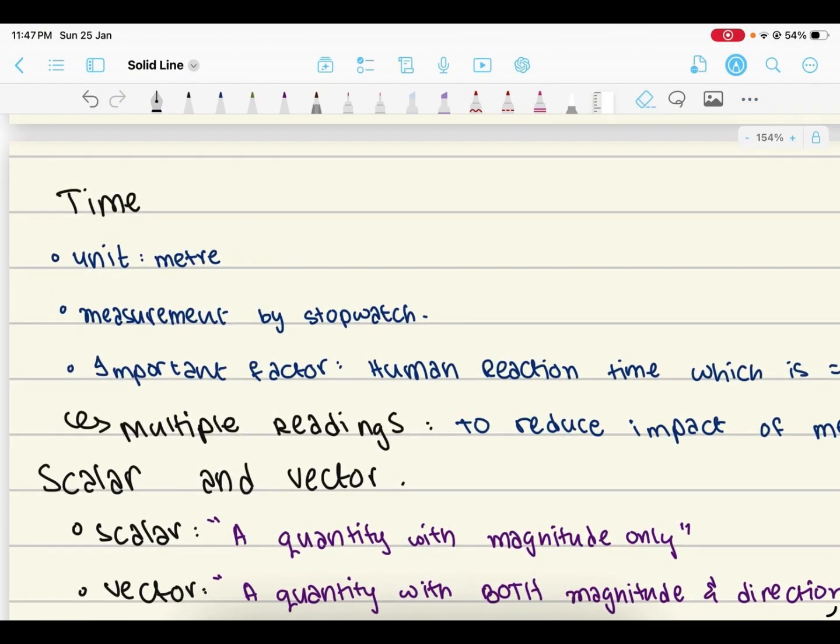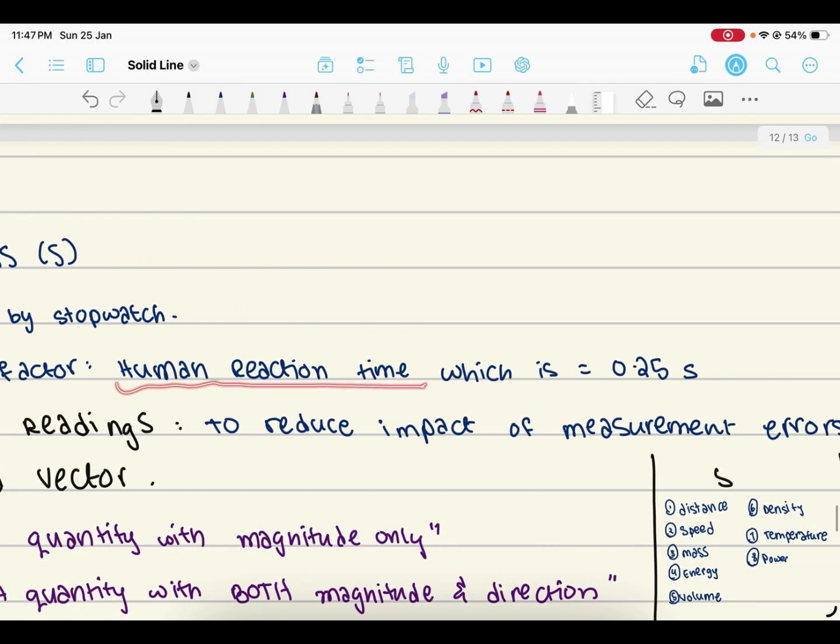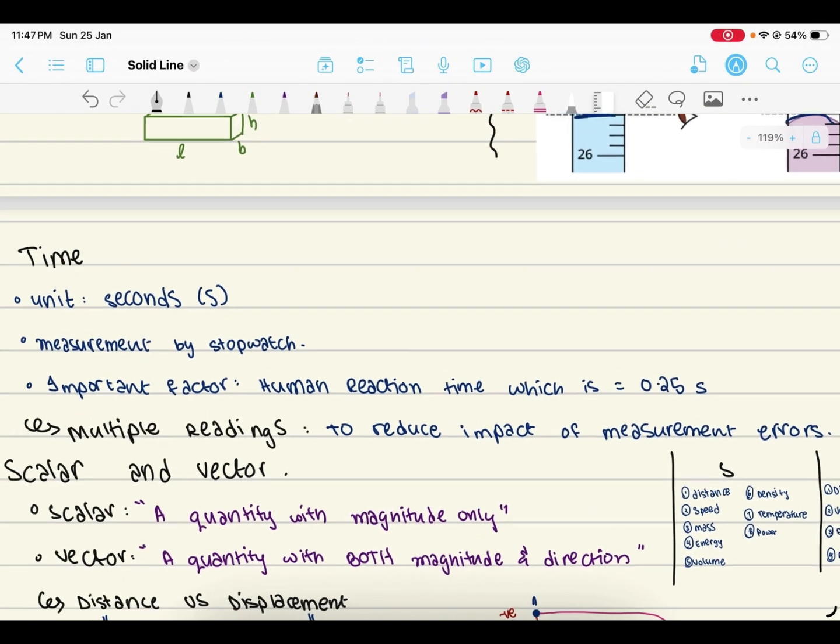Time's unit, oh sorry, this is wrong. Time's unit is seconds, s. Okay, and you can measure it by stopwatch. An important factor while measuring time you have to make sure is about the human reaction time, which is 0.25 seconds. So to avoid that, we take multiple readings.